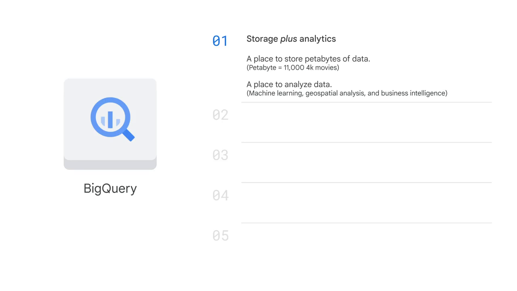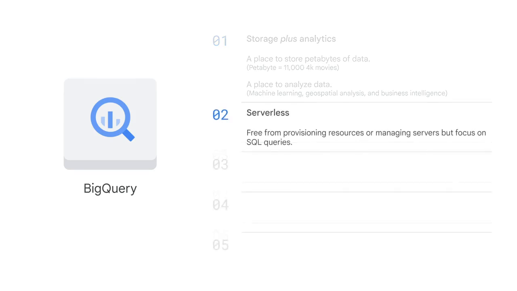BigQuery is also a place to analyze data, with built-in features like machine learning, geospatial analysis, and business intelligence, which we'll explore a bit later on. BigQuery is a fully managed serverless solution, meaning that you don't need to worry about provisioning any resources or managing servers in the backend, but only focus on using SQL queries to answer your organization's questions in the front end. If you've never written SQL before, don't worry. This course provides resources and labs to help.